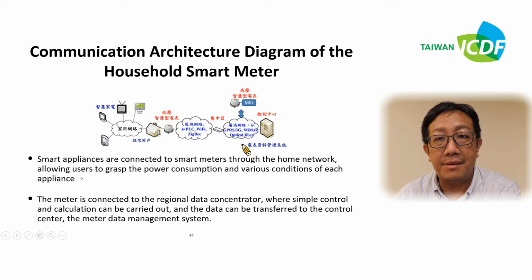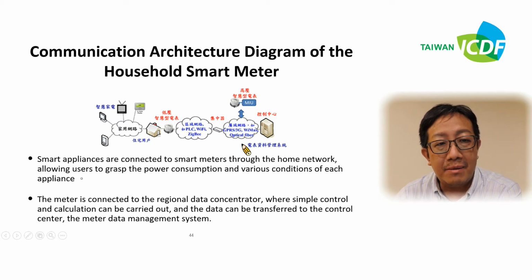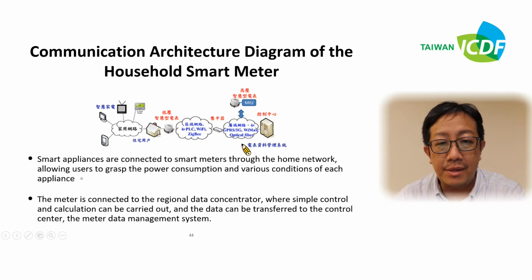Communication architecture diagram of the household smart meters. Smart appliances are connected to the smart meters through the home network, allowing users to grasp the power consumption and the various conditions of each appliance. The meter is connected to the regional data concentrator, where simple control and calculation can be carried out. And the data can be transferred to the control center, the meter data management system.